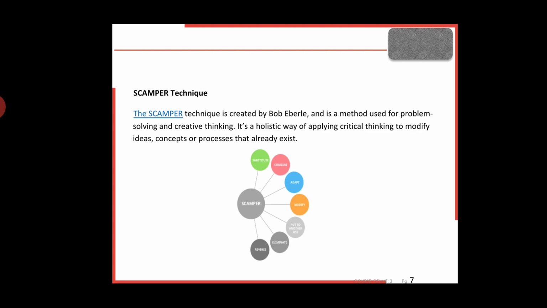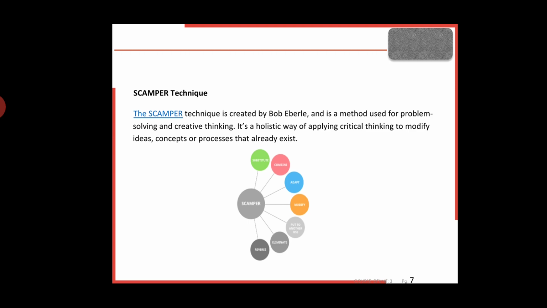Already we have seen that design thinking is a process of problem solving. Like that, the scamper technique is a method used for problem solving and creative thinking. In the sense, we are getting some new ideas about that product or whatever it may be. We are creating a new thing. It is a method used for problem solving and creative thinking.